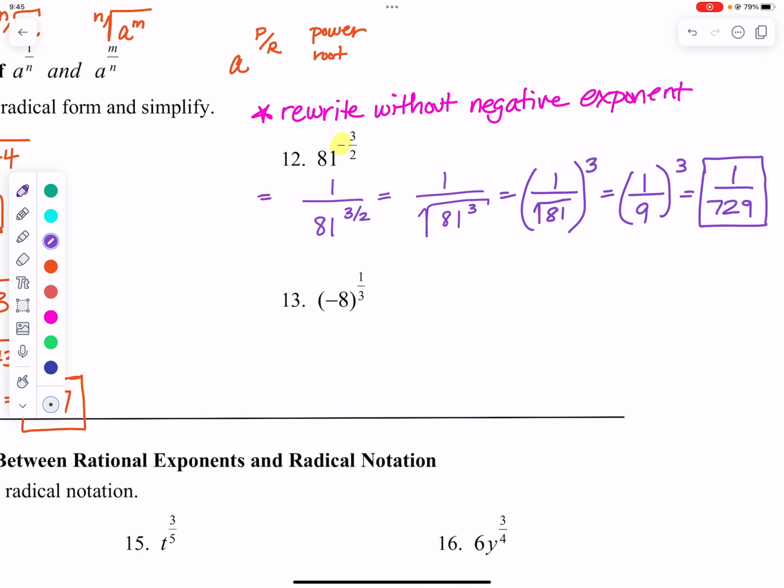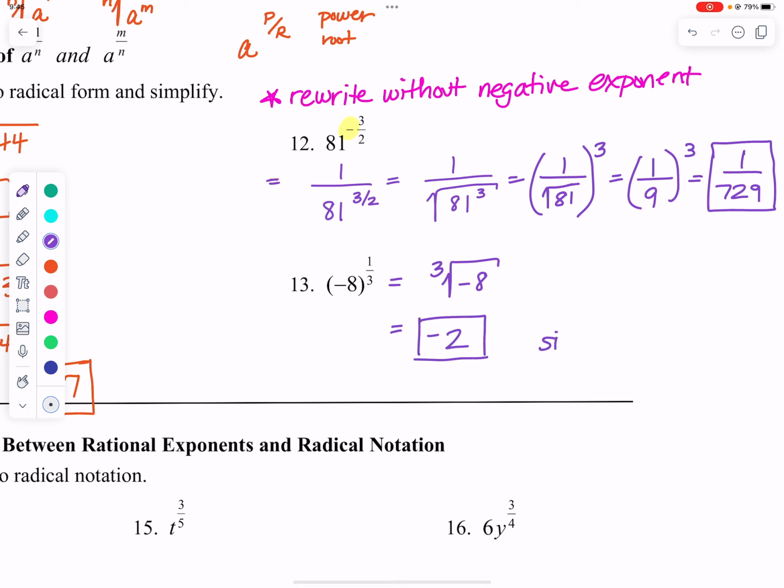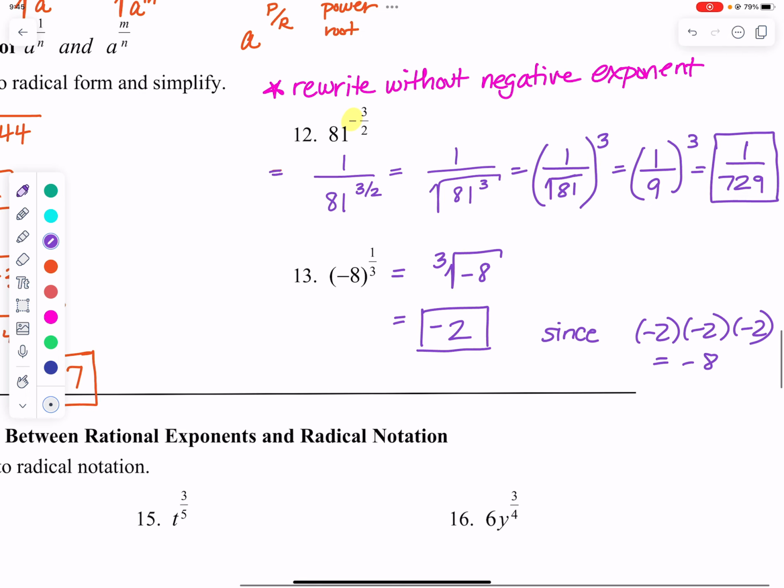Okay, now this time we don't have a negative root. So here we have power over root. So we have the cube root of -8. And the cube root of -8 is -2, since -2 times -2 times -2 is -8.